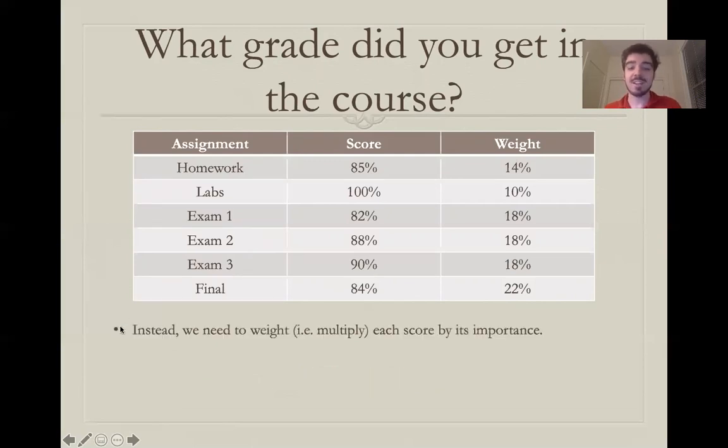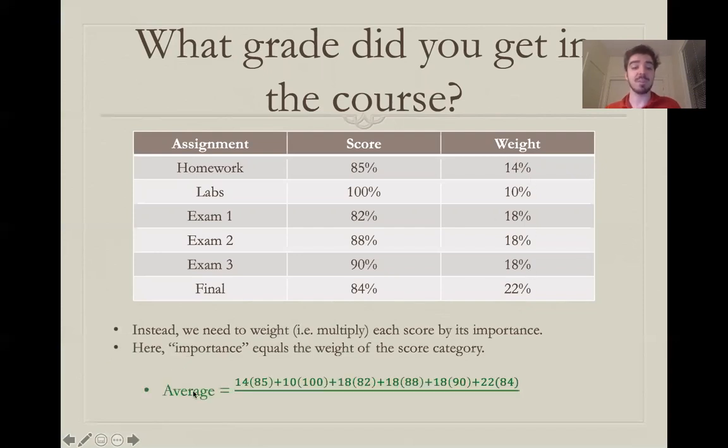Instead, we need to weight, and in this case, I'm going to multiply each score by its importance. The more important it is, the larger a number I'm going to multiply it by. So here, importance equals these weights that were given over here.